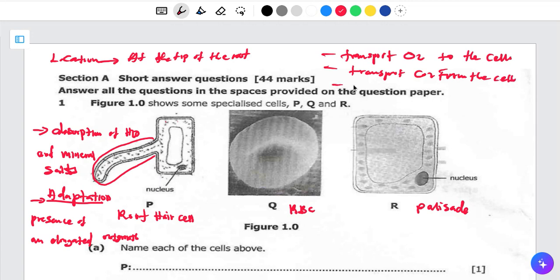Then apart from transporting carbon dioxide from the cells, the red blood cell acts as a buffer. Apart from acting as a buffer, the cell membrane of the red blood cell is a site for the antigens. That is where the antigens are found. The antigens are found on the surface membrane of the red blood cells.